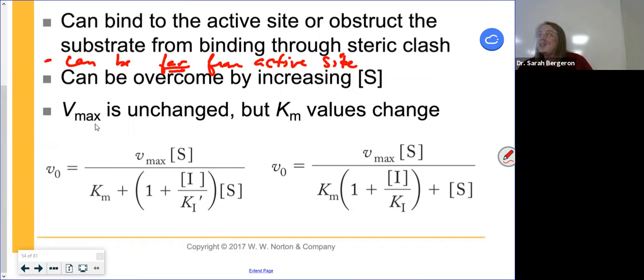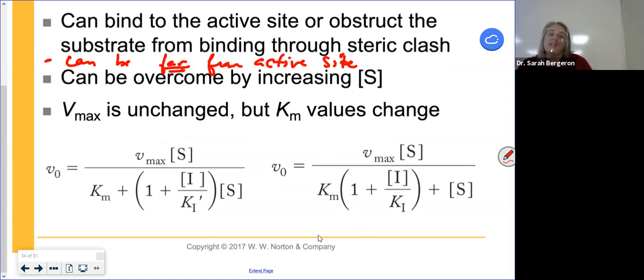The maximum velocity of the reaction, right? Completely unchanged. But what happens to our Km value? Km value changes. Why does the Km value change? You're binding two different things, and so basically you're removing enzyme by having an inhibitor present. You're getting rid of enzyme. You're pretending you have less enzyme there than you should. So it will change your Km value.